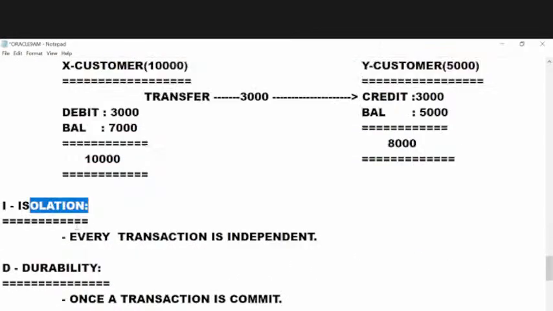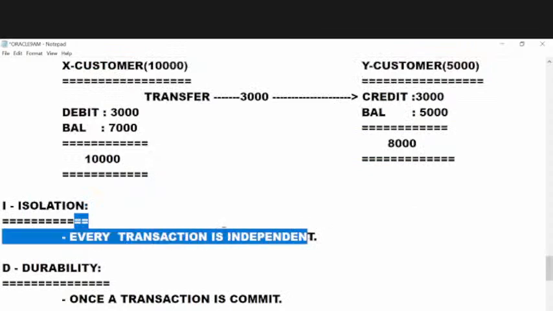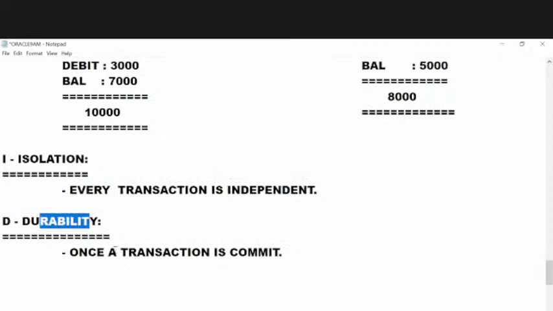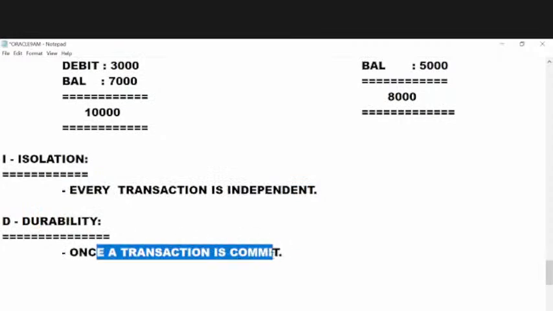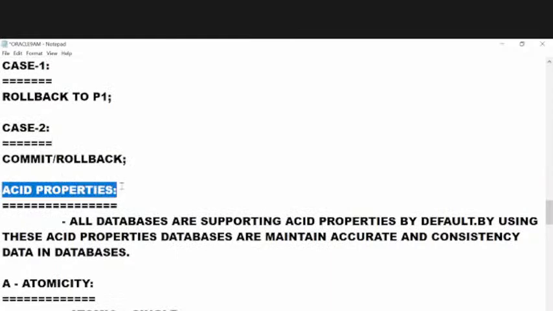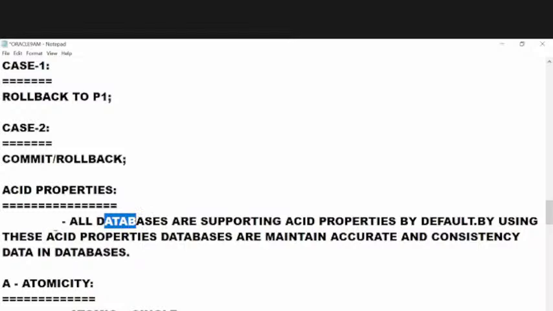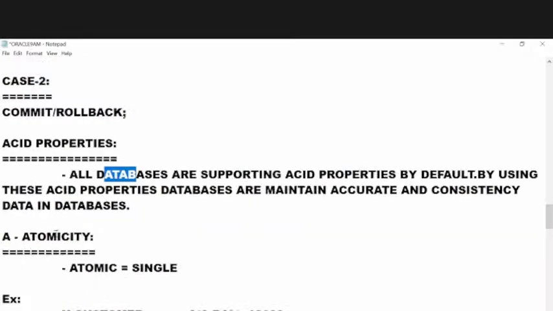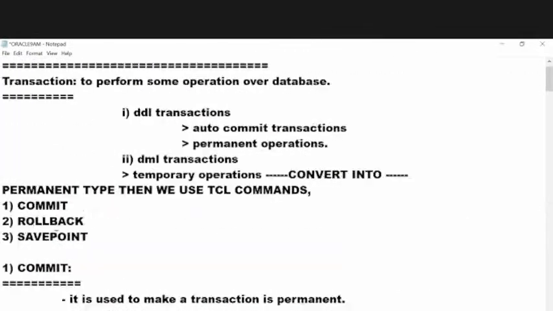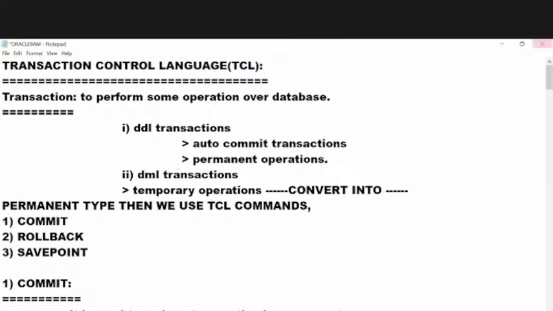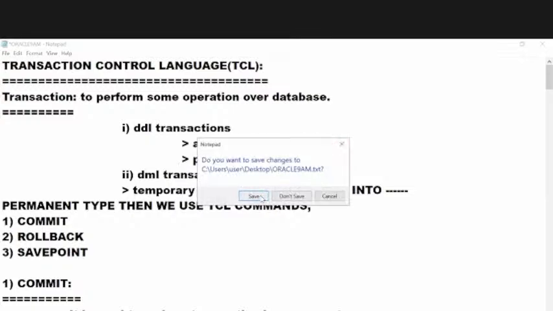Isolation: every transaction is independent, like the withdraw transaction, deposit transaction, and balance queries. Durability means once a transaction is committed, it cannot be cancelled. So these are the ACID properties. With the help of these ACID properties only, your databases maintain accurate and consistent data. Now, this is your transaction control language commands, and I'm sharing these notes with you.